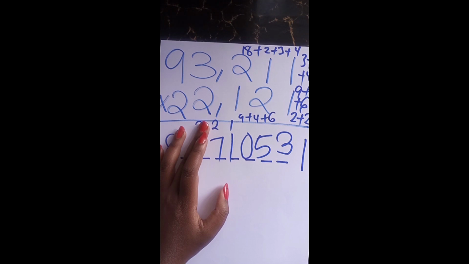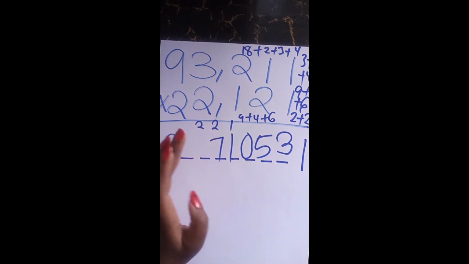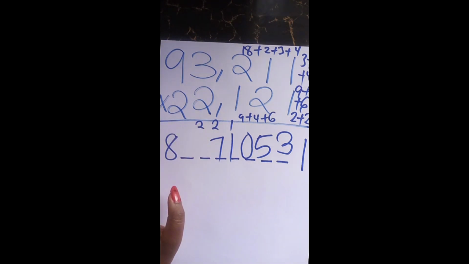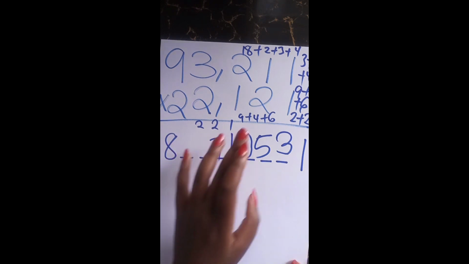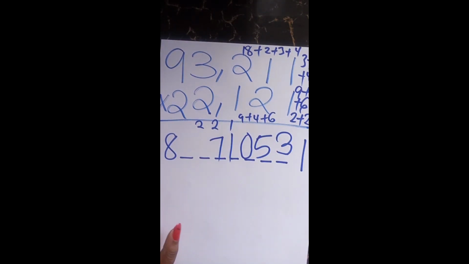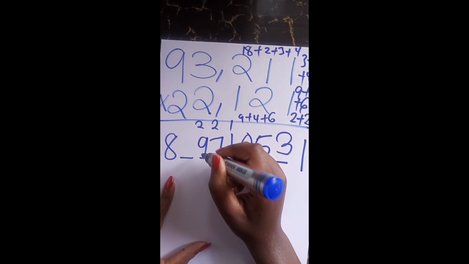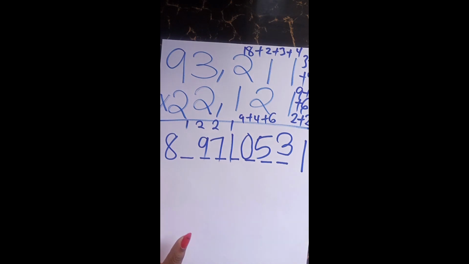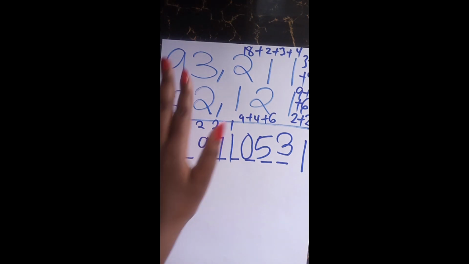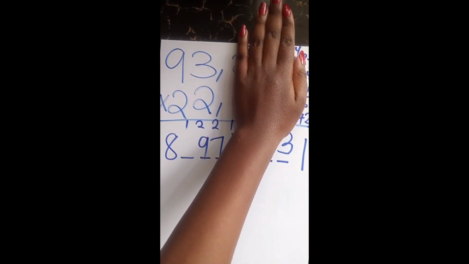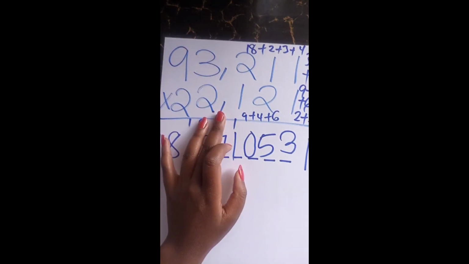So when you add this, what do you get? When you add 9 plus 4 plus 6, you get 19. Are we together? So we'll write a 9 here and carry a 1 over here. The next step is to multiply these 2 digits. That means that we'll assume that this part is not here. So we'll multiply 9 times 2 is 18.